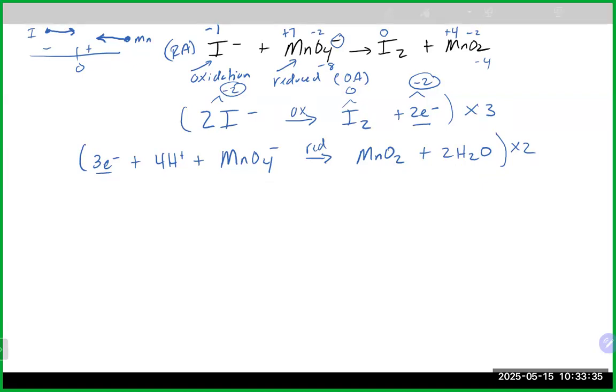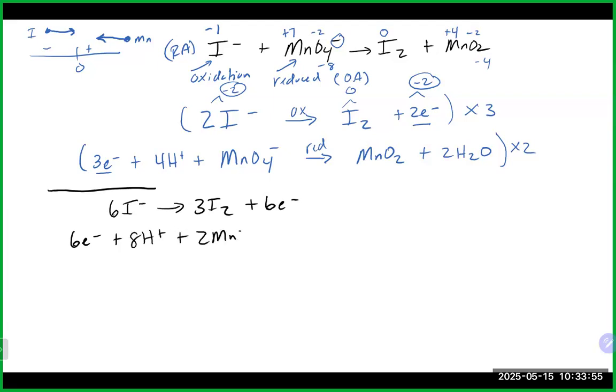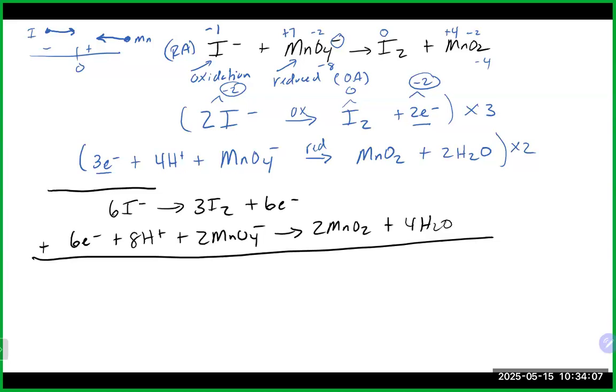All right, so rewriting each of those and multiplying, it's going to give me 6 I minuses goes to 3 I2s and 6 electrons. On the bottom, 6 electrons plus 8 H pluses plus 2 MnO4 minuses goes to 2 MnO2 plus 4 waters. At this point, we're now definitely ready to add. And once again, we can verify that we added the electrons correctly: oxidation, product side; reduction, again, reactant side. So that's all good as well.